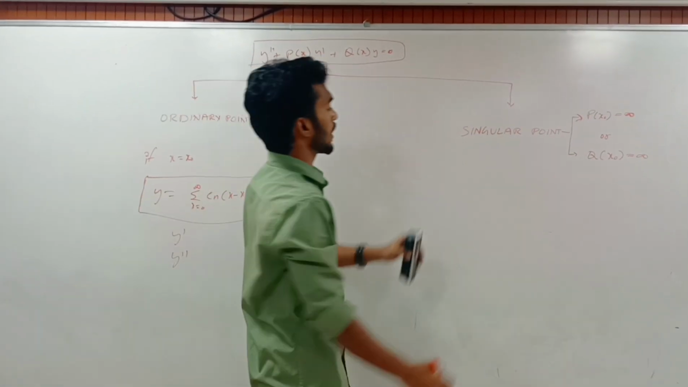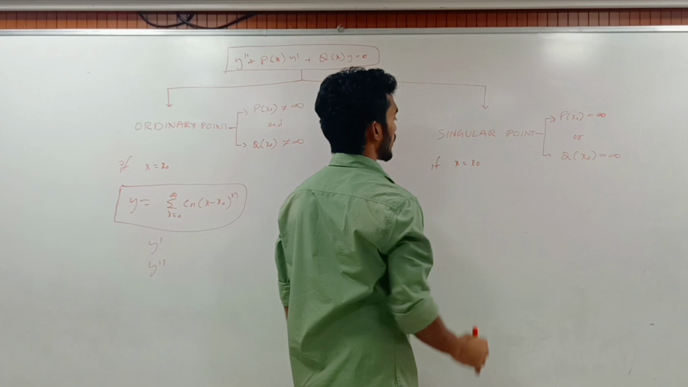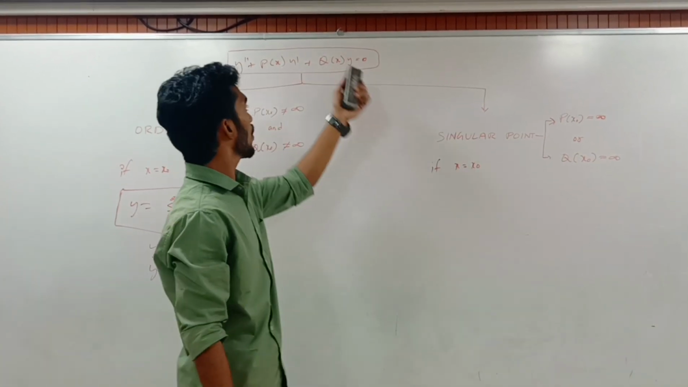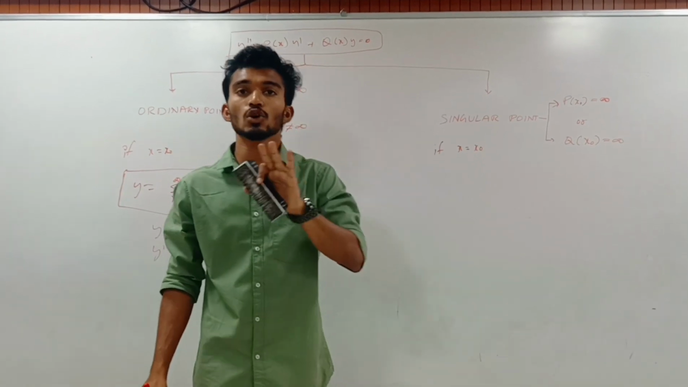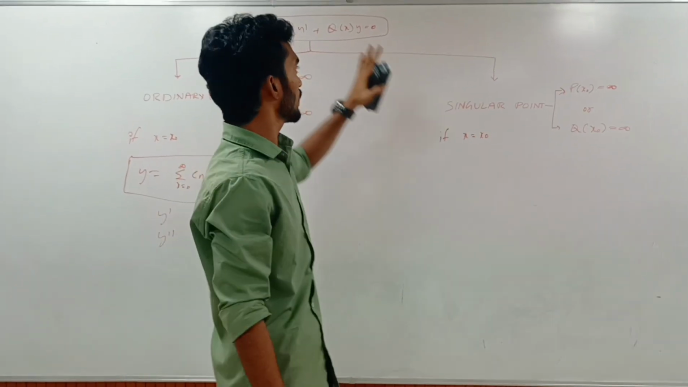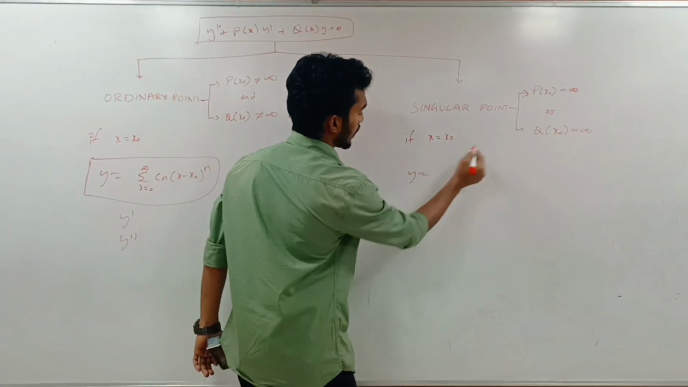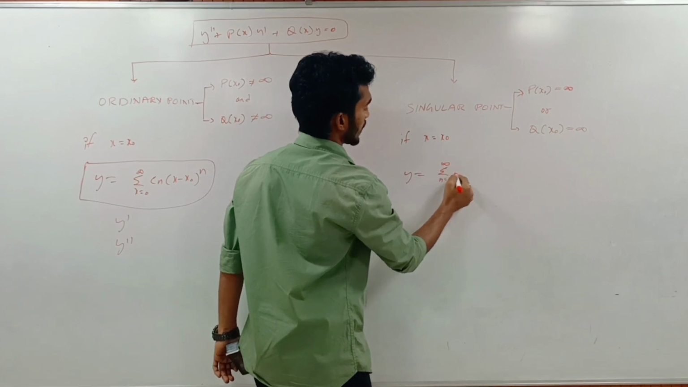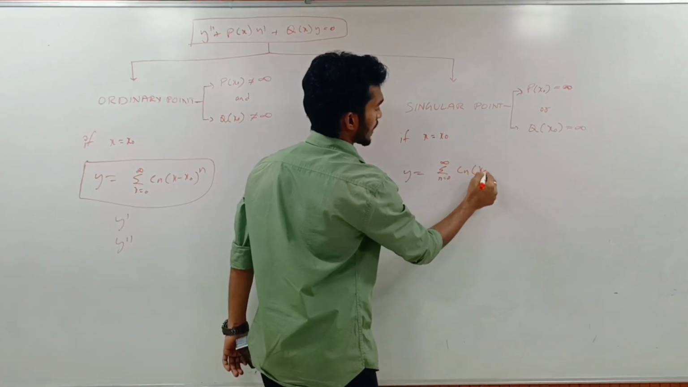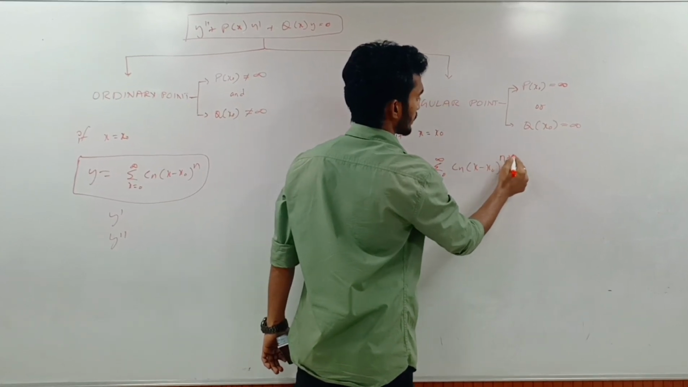And coming to the singular point, if x = x₀ is a regular singular point of the given ordinary differential equation, then there exists at least one non-zero solution for the given differential equation, in the form of y = Σ (n = 0 to ∞) cₙ (x − x₀)^(n+r).